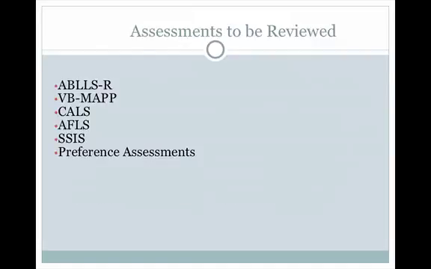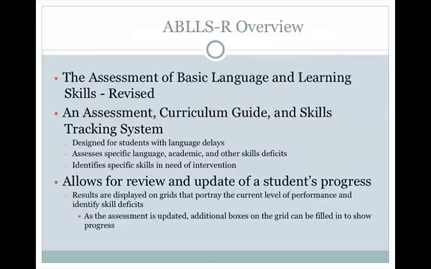So we're going to look a little bit at the ABLS, the VB-MAP, the CALS, the AFLS, the SSIS, and preference assessments. All of those are things that are commonly done. The ones that are most commonly administered are the ABLS, the VB-MAP, and the AFLS in terms of assessment of goals or abilities. Preference assessment is done to make sure that we are objectively using items likely to motivate learners in our instruction. So let's look at the ABLS.